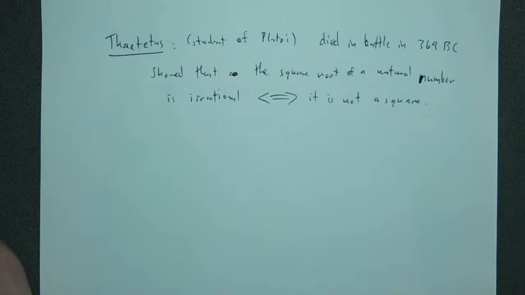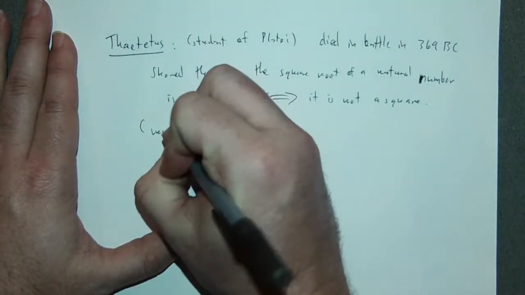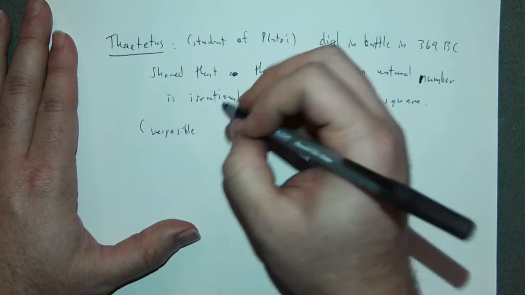And so this shows that since squares are relatively rare among the natural numbers, there's a ton of these irrational numbers. So it wasn't just that the square root of 2 is irrational and maybe there's a few more here and there. No, there's plenty of these. So supposedly Theaetetus is responsible for the material in books 10 and 13 in the Elements.